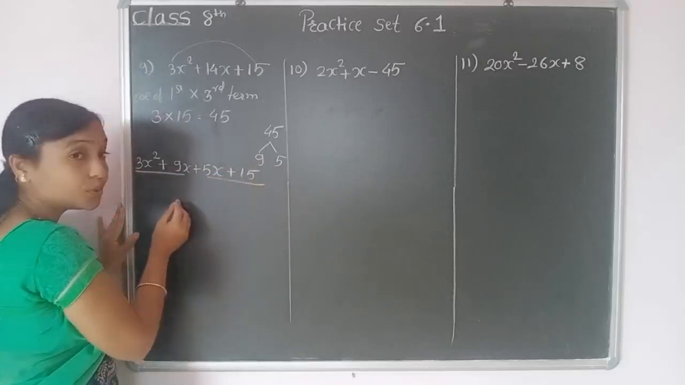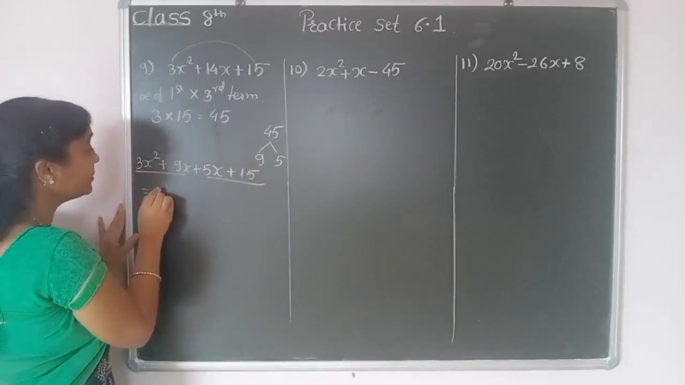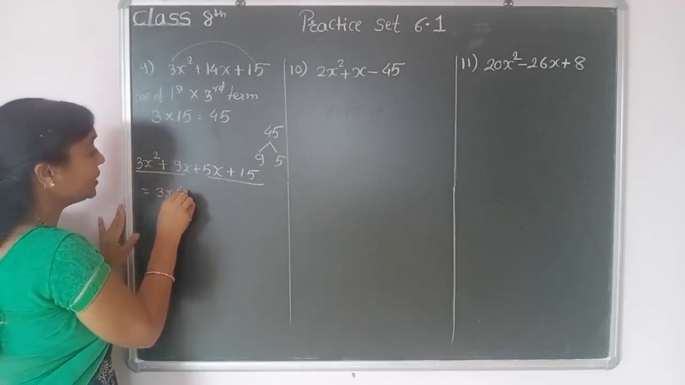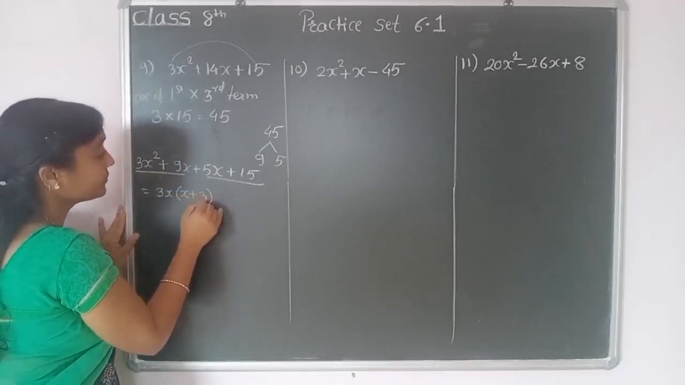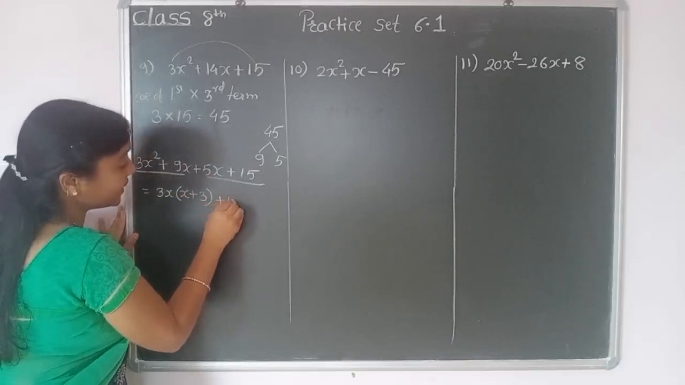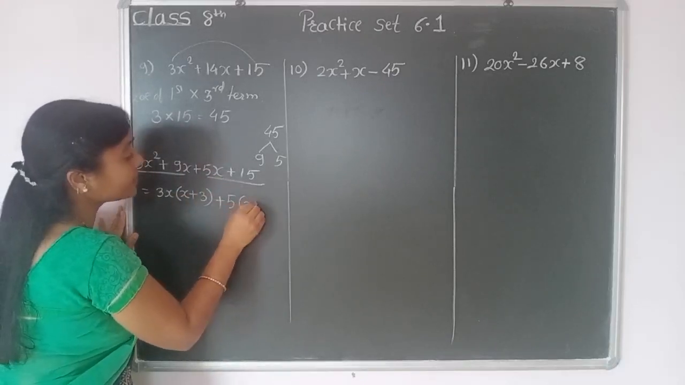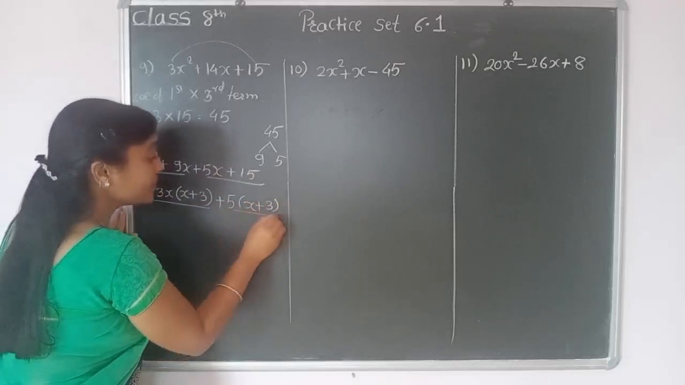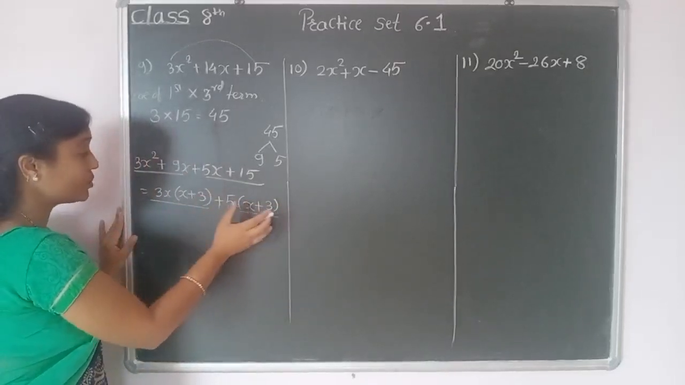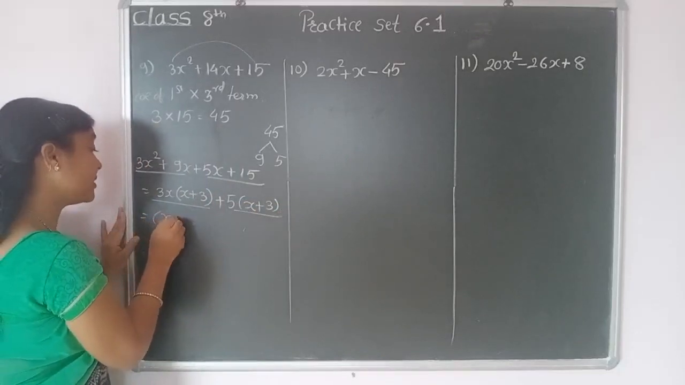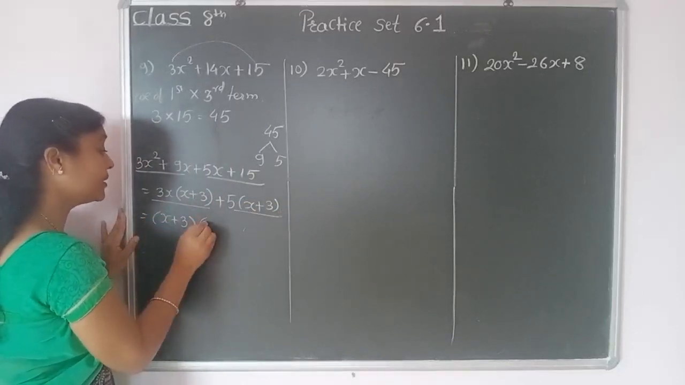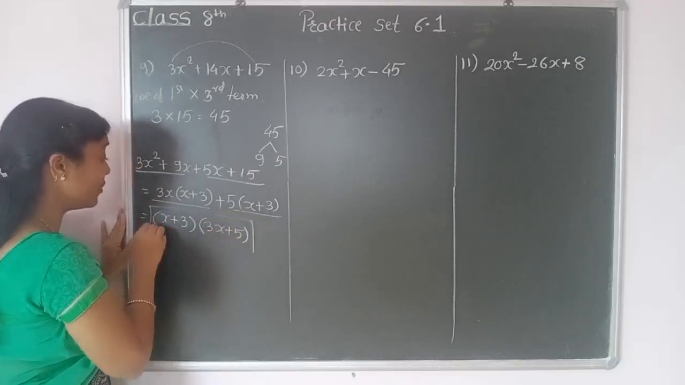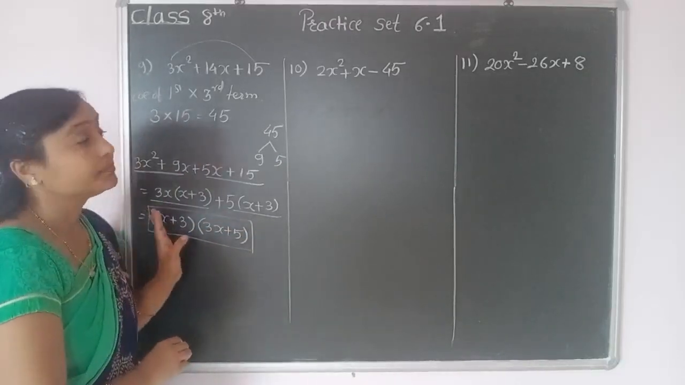Then make the two pairs, take out common. Here is 3x common. What is remaining? X plus 3 plus here is 5 common in the bracket x. 5 is the 15 plus 3 common. Again you observe here is the one bracket is common, x plus 3, another bracket 3x plus 5. These are the factors of quadratic trinomial.